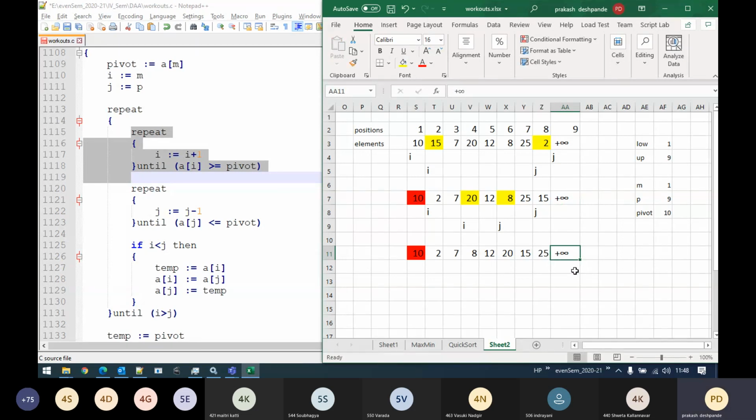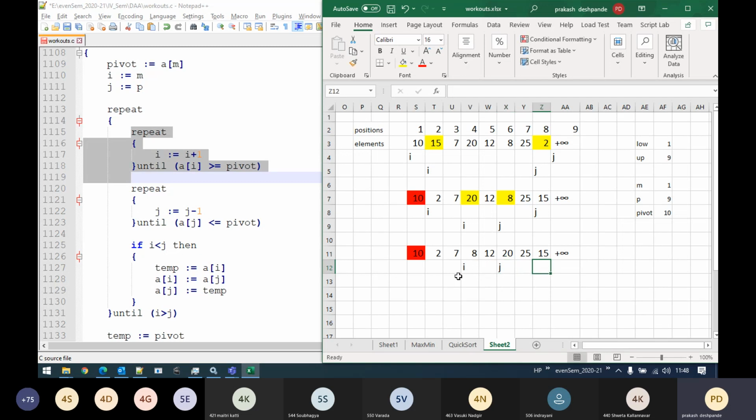25 and plus infinity. Correct? And I is at the seventh value 25. One second, I'm making some mistakes. Here it is 25 and then it's 50. Okay. I is retained at this position itself. J is at this position itself.